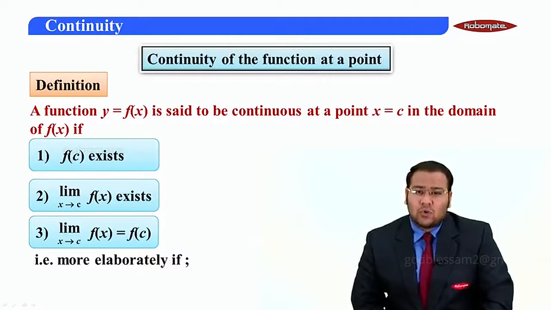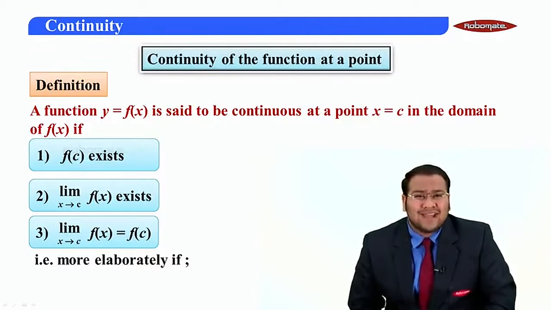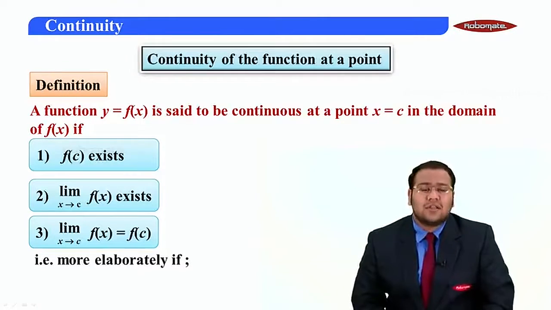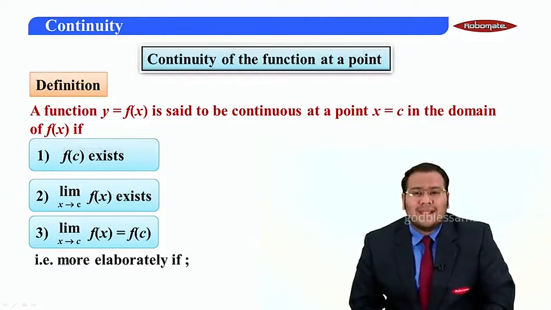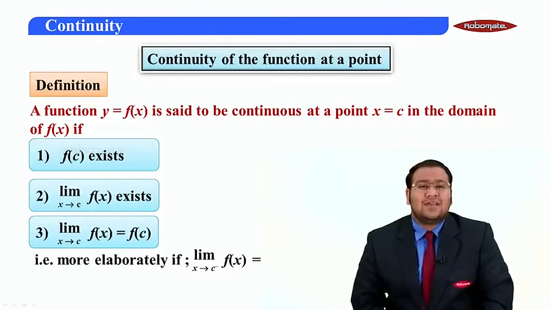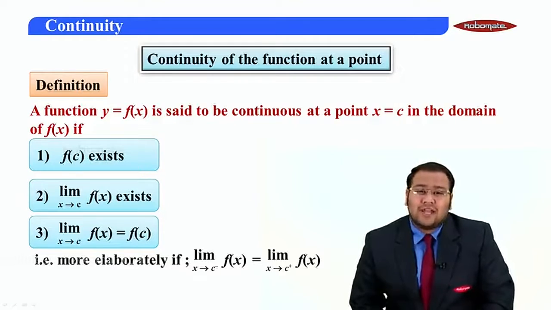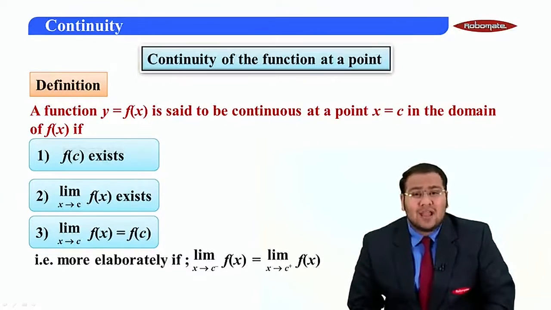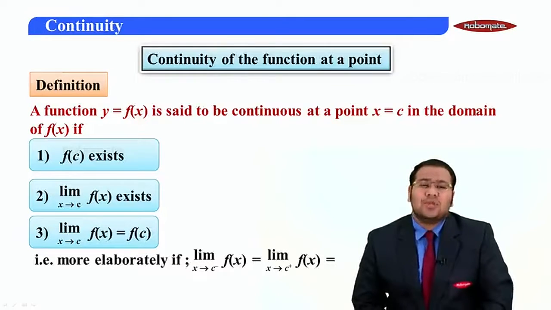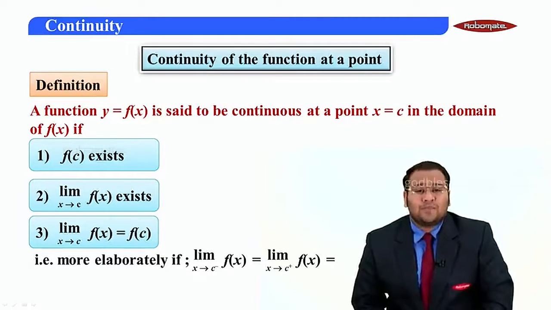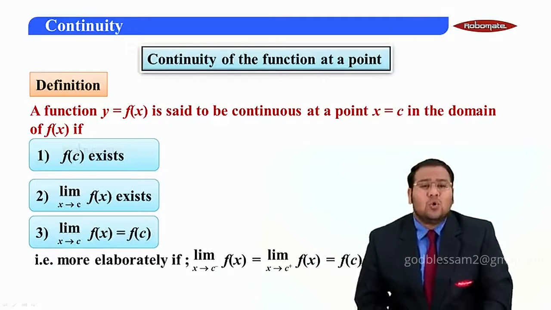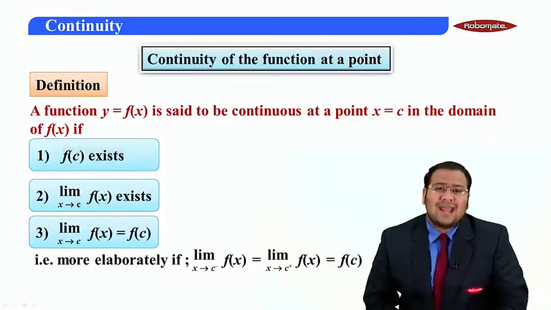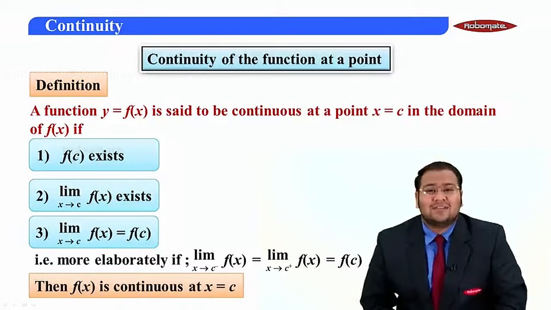If I just want to elaborate it more, what is it exactly? As we have learned in the first module, limit x tends to c f of x exists only when limit x tends to c minus f of x is equal to limit x tends to c plus f of x. That is, the left hand limit should be equal to the right hand limit, and also if these both are equal to f of c, only then I can say that f of x is continuous at point x is equal to c.